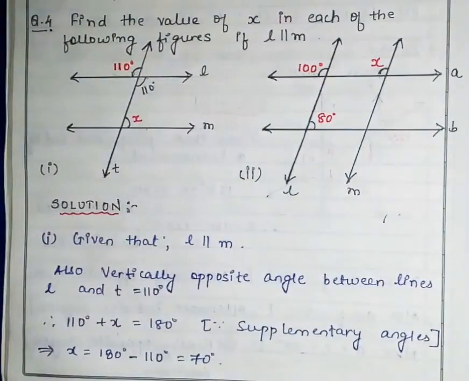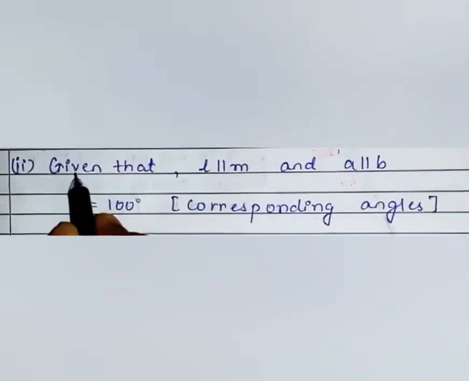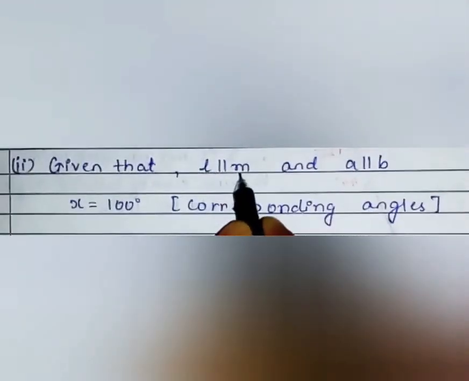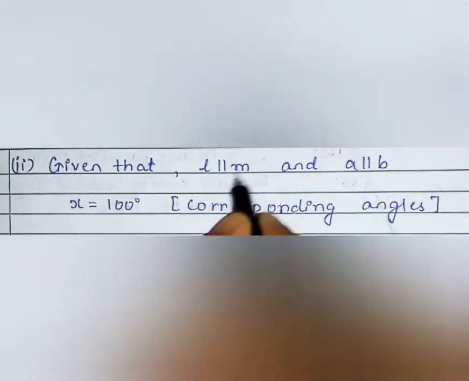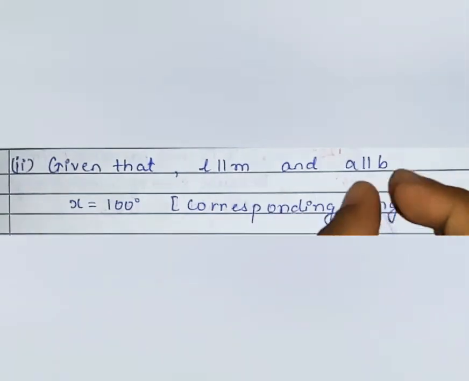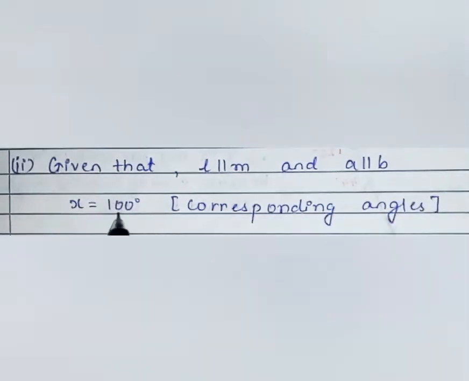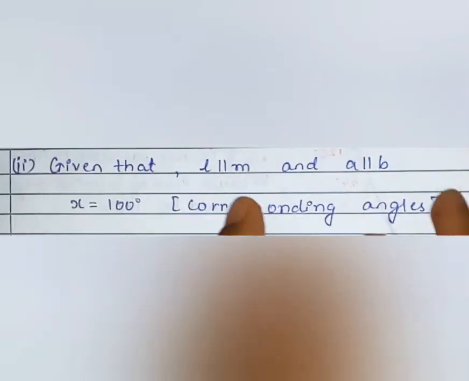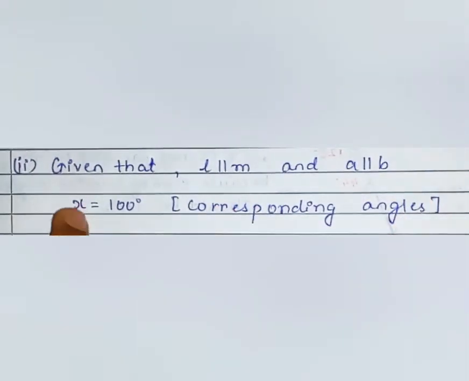So let us see the solution of this. It is given that L is parallel to M and A is parallel to B. If you see the figure carefully, 100 degrees is given and the angle x which we have to find; they are both corresponding angles and corresponding angles are always equal. So directly you can write that x equals 100 degrees. The reason is corresponding angle, and you need to write this reason in the bracket. So x equals 100 degrees, the reason is corresponding angle. This was the solution of question number 4.